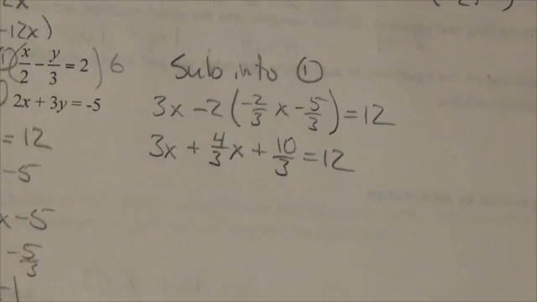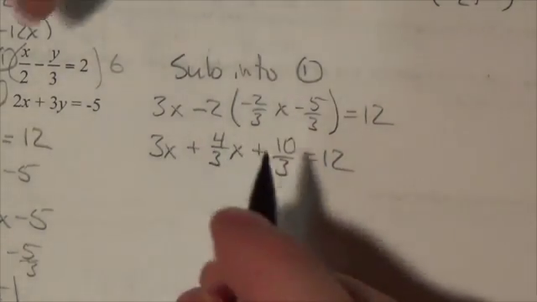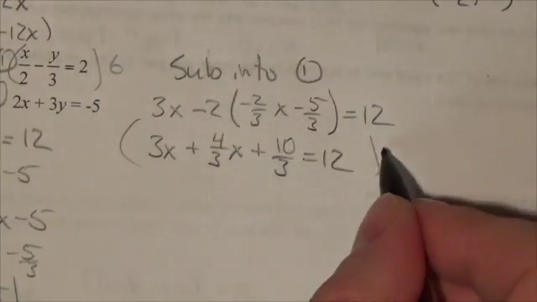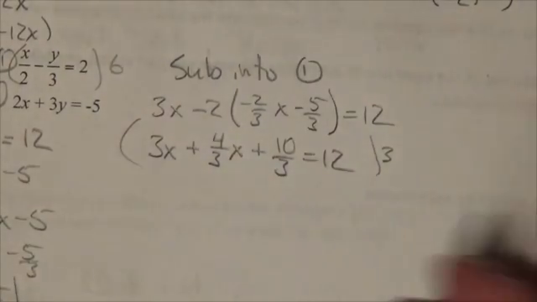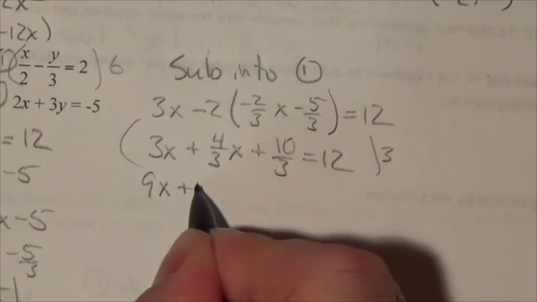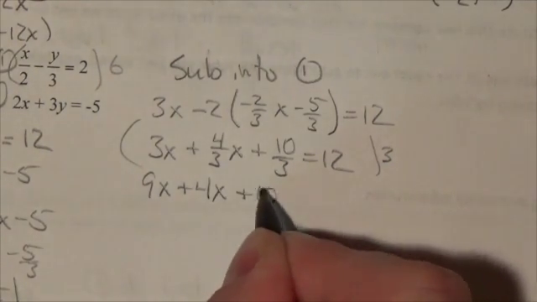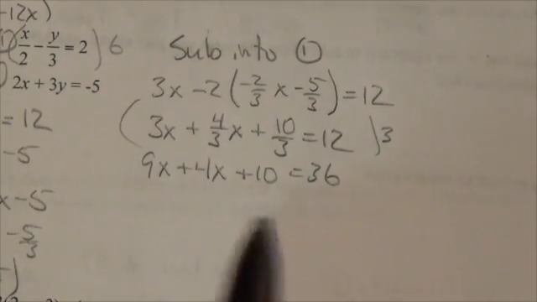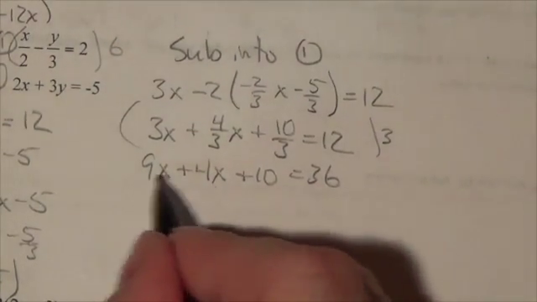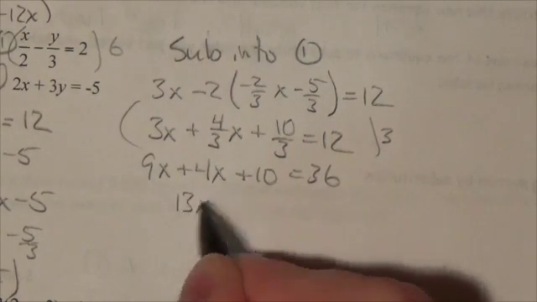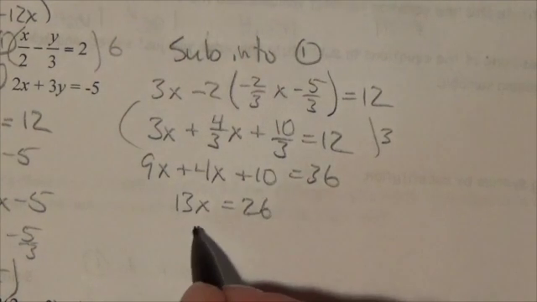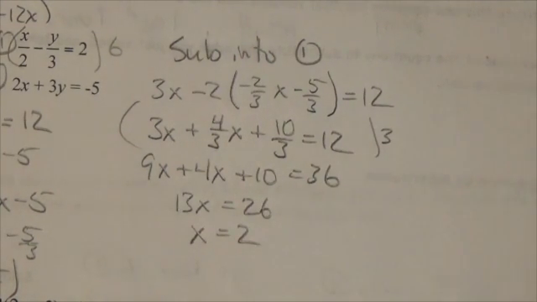Good. Now, I've got one equation, one unknown. I got fractions here, so what I'm going to do is get rid of the fractions by multiplying by that denominator 3. This will give me 9x plus 4x plus 10 is equal to 36. Oh, well, I like that. That's pretty. So 9x and 4x is 13x. Subtract the 10, we get 26. Oh, well, x is a nice value. x is equal to 2.